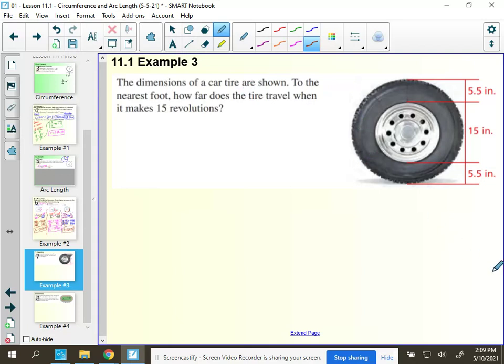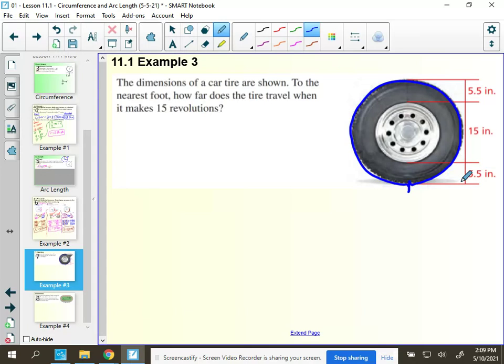Basically, what we're saying is, this spot on the ground right here, I'm going to roll my tire forward. How much distance does this cover if I roll it exactly 15 times? That blue mark that I made all the way around there, hopefully we see that and say, oh, that's just a circle. That's the circumference of this tire.